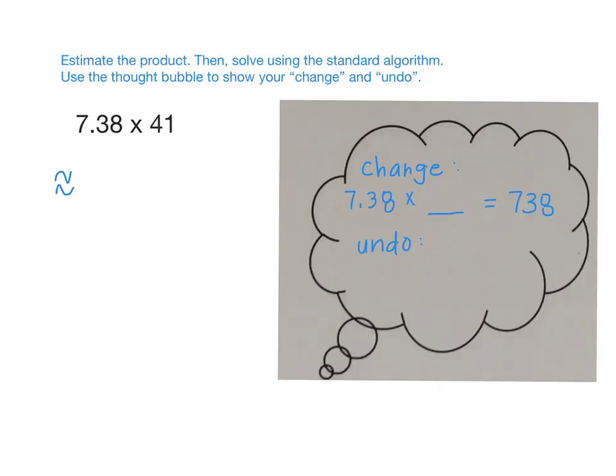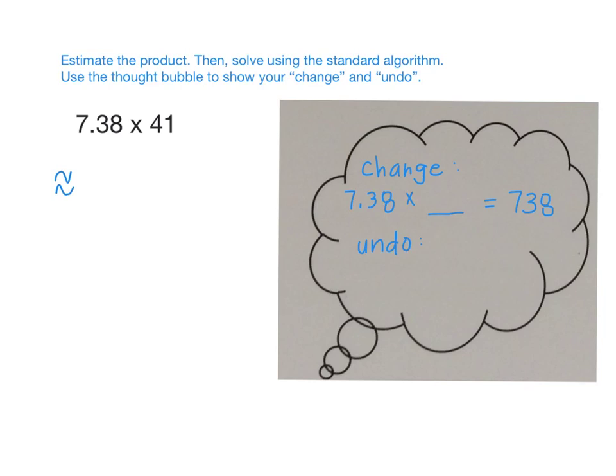Make sense? And, as I just said, we have 3 different ways today. We're going to do area model, unit form, and change/undo. But for all of those ways, we can always use estimation to help us, right? Because estimation tells us whether our answer is in the right zone. So let's first start by copying this problem down. 7.38 times 41. And then we're going to use some estimation.